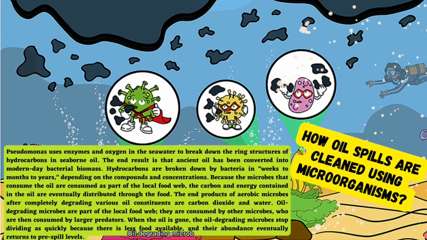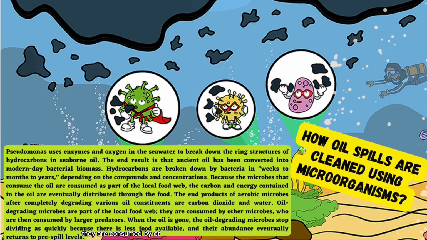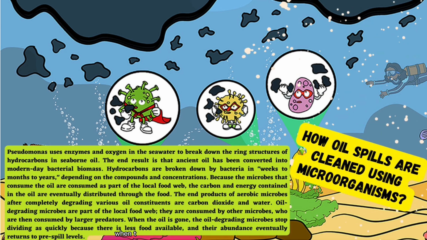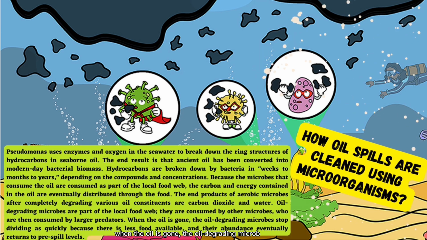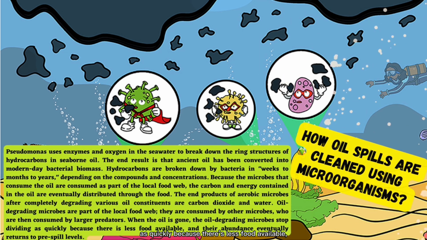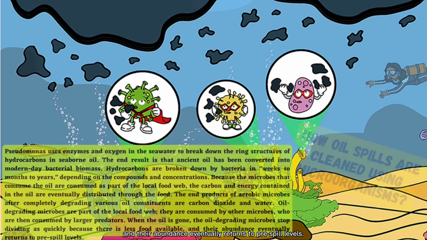All degrading microbes are part of the local food web. They are consumed by other microbes who are then consumed by larger predators. When the oil is gone, the oil-degrading microbes stop dividing as quickly because there is less food available, and their abundance eventually returns to pre-spill levels.